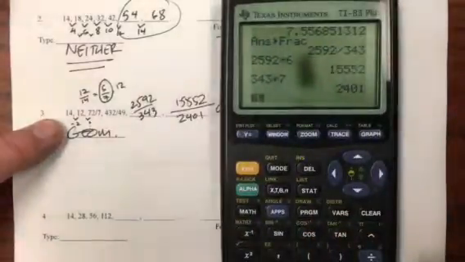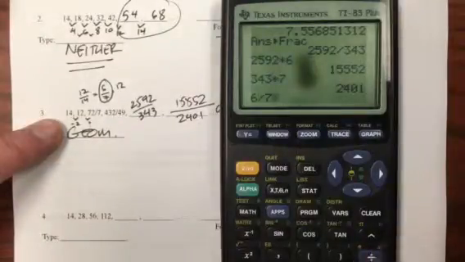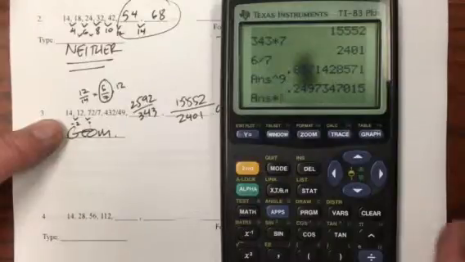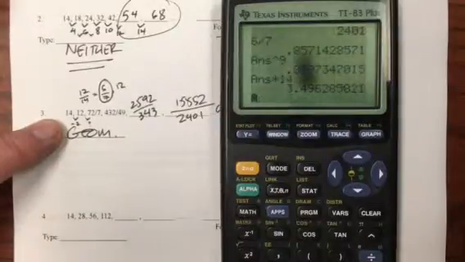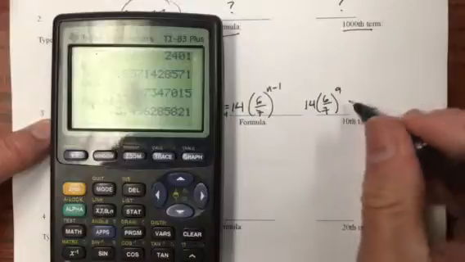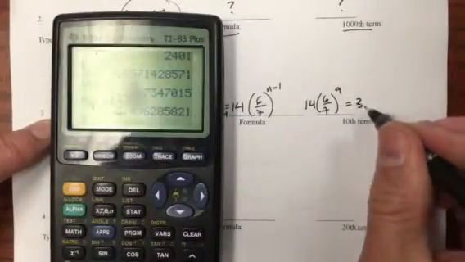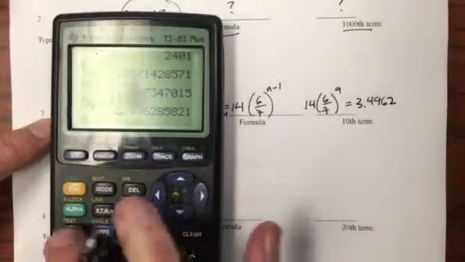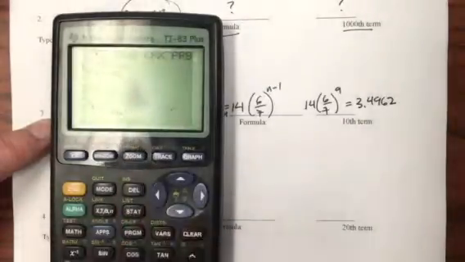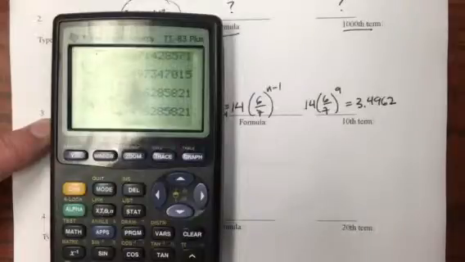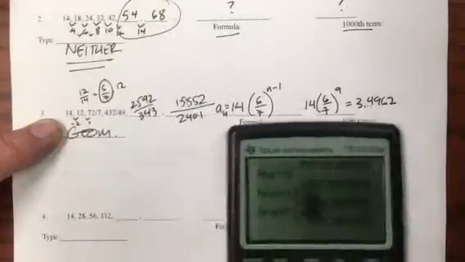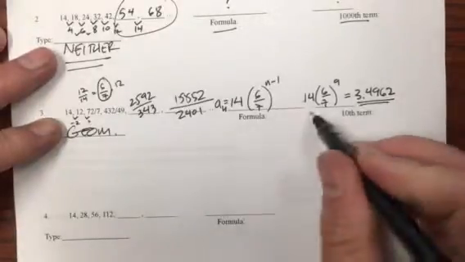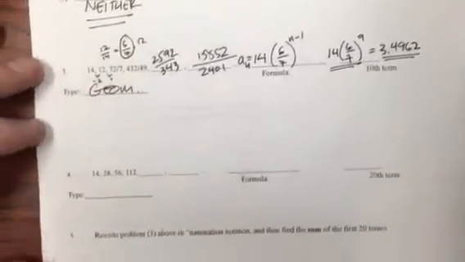So I can take 6 divided by 7, enter, caret to the 9, hit enter, times 14, hit enter, and I'm going to go with 3.49622, and I'll just do math into fraction just for the fun of it, and it doesn't convert. So that's good. If you express it as an exponential, that's okay too.